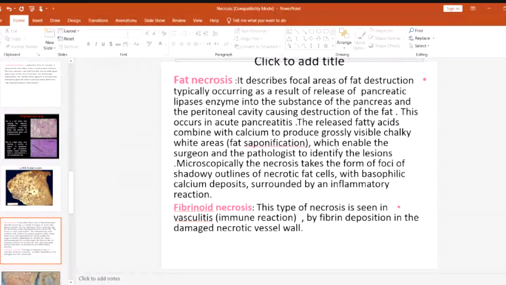to give a visible, meaning you can see it by your eyes, chalky, fragmented white material مثل الطباشير, chalky white deposit. This we call fat saponification. It can be seen by the pathologist and by the surgeon during the operation. Microscopically, we will see a shadow of necrotic fat cells with basophilic, meaning blue, calcium deposit.